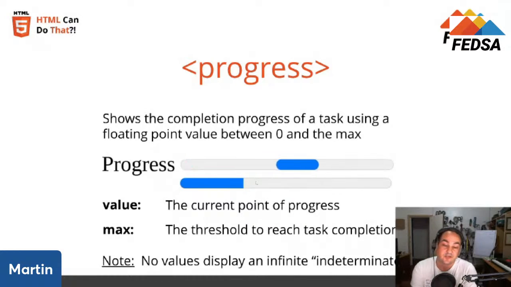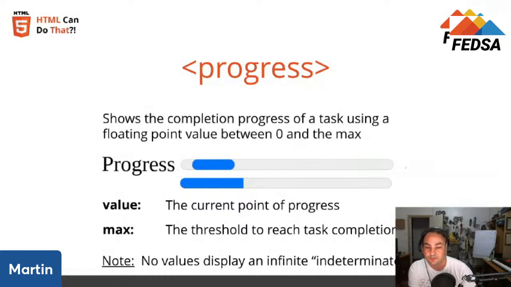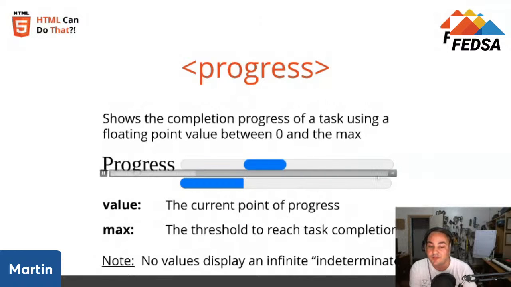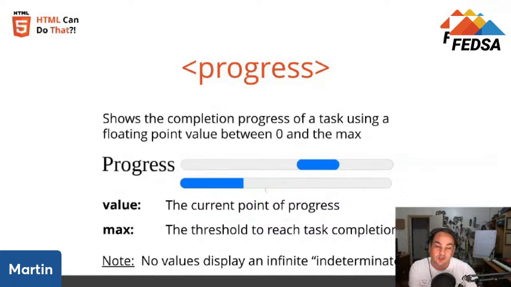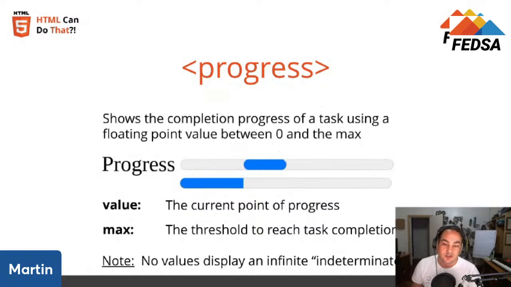The first is the value, which is where the progress is on the display, and then the max, what it takes to actually reach it. If you don't specify a value, you start getting this indeterminate display where it just bounces around saying, I don't know when this is going to finish. I'm just going to keep bouncing around like this.